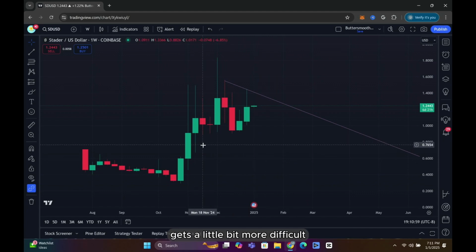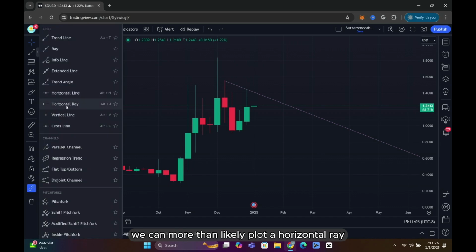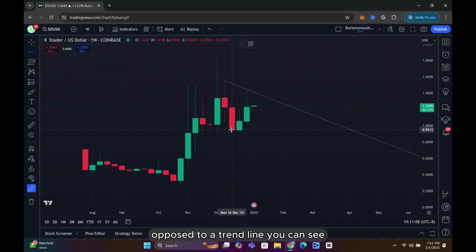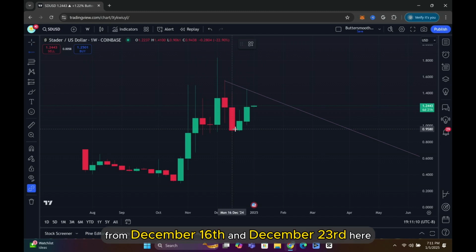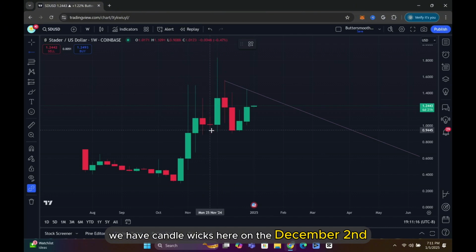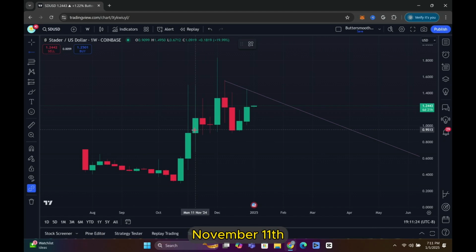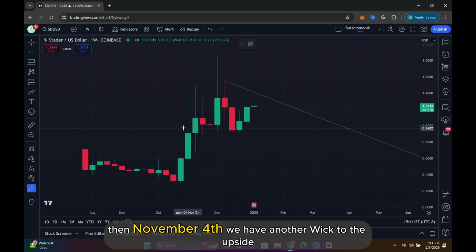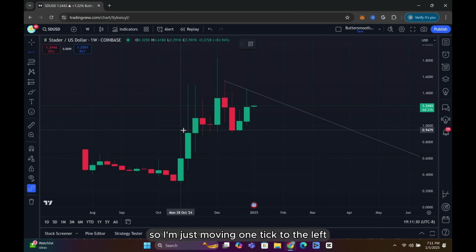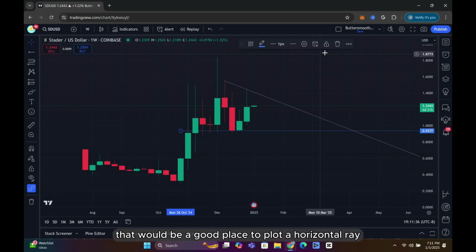The trend line to the downside gets a little more difficult because we could more than likely plot a horizontal ray as opposed to a trend line. You can see we have these two candle bodies from December 16th and December 23rd. We have candle wicks on December 2nd, November 25th, November 18th, a candle body within that range on November 11th, then November 4th we have another wick to the upside. I'm moving one tick to the left so I can see my crosshairs. I would say that would be a good place to plot a horizontal ray for support.